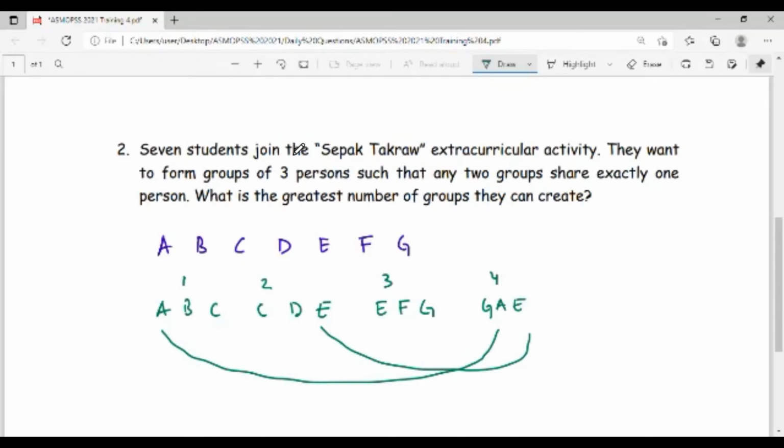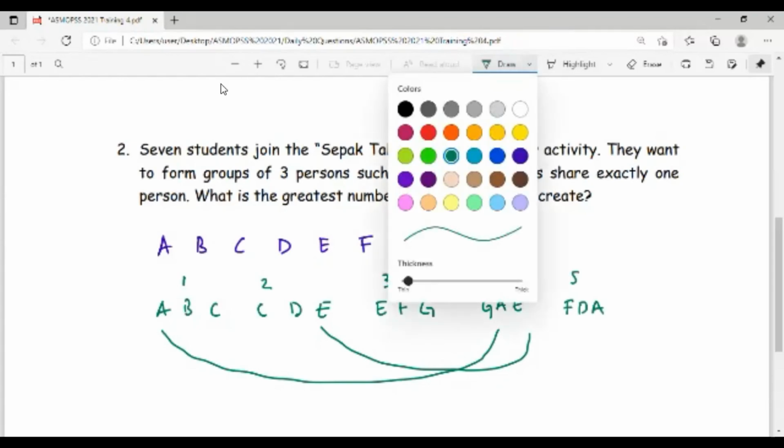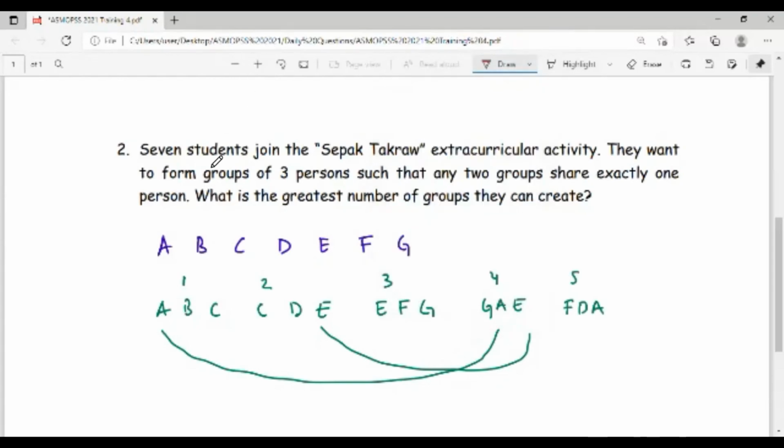And then in the 5th group, I will also take 1 from each group. So now I will take from group 3, F. And then from group 2, D. And from group 1, A. So now you see if we compare the people in each group, A and A, only 1 person, and then D with D, only 1 person, F with F, only 1 person.